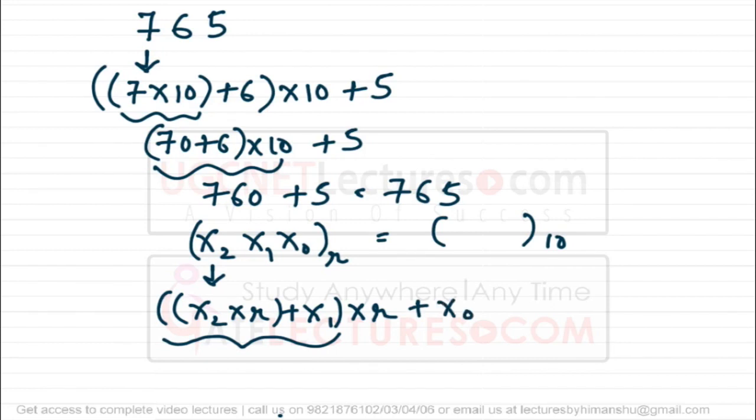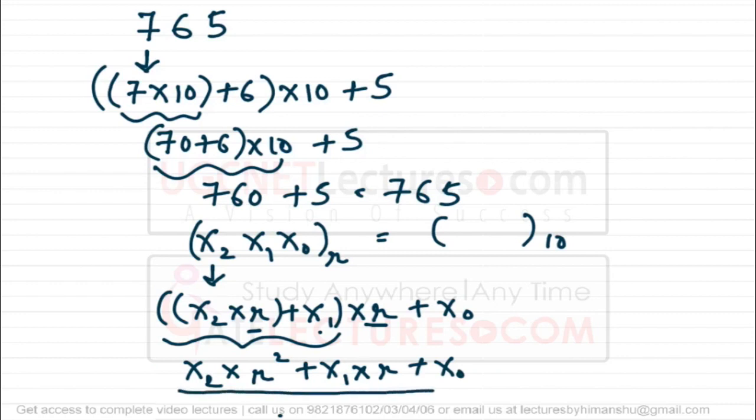Let us quickly see what this value is going to be. x2 into r, multiplied again with r, so you get x2 r squared plus x1 into r plus x0. If you apply the formula we learned, we got the same thing. This is the same thing that we got here: summation of xi r to the power of i. See? So this verifies the formula. Now it is up to you how much you practice the shortcut. If you practice it more, it will be very useful. It will be useful especially when you have an unknown base.